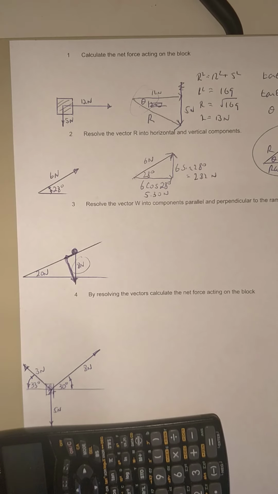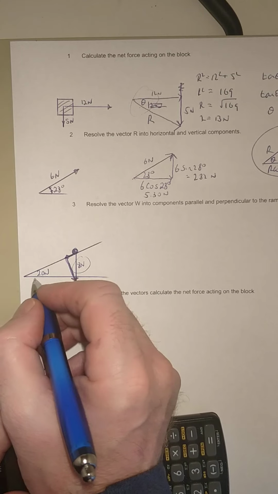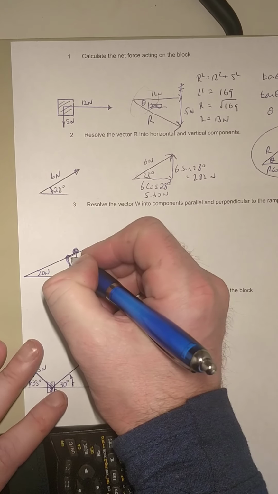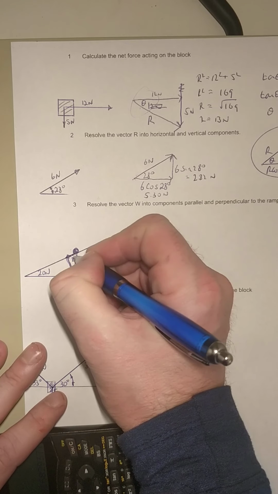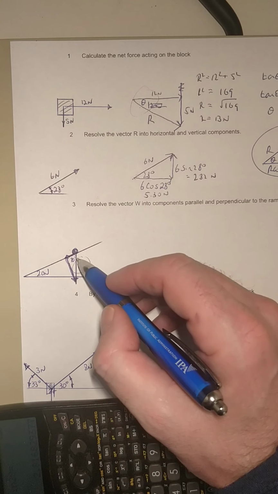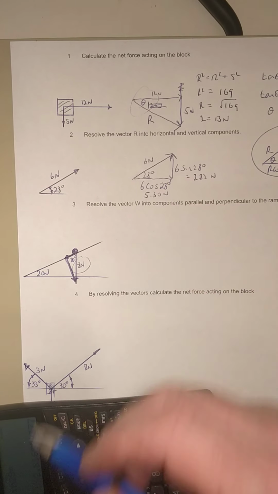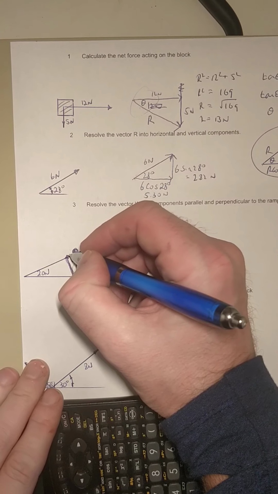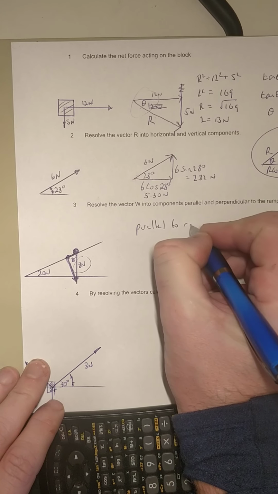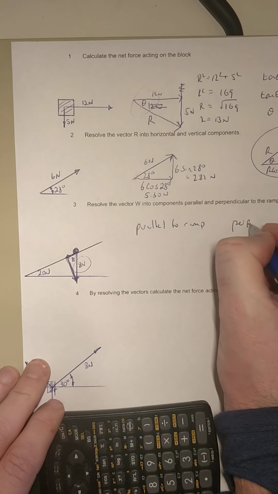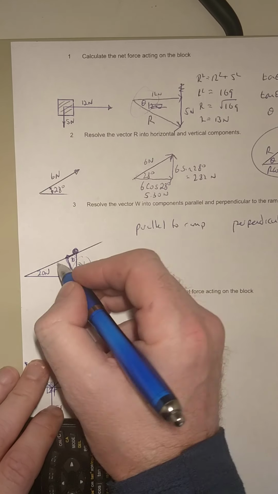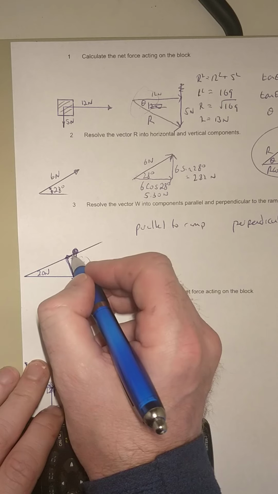Now you have to do a little bit of trigonometry. This is 20, this is 90, so this here is 70 degrees, isn't it? Using that triangle, because obviously the gravitational force is vertically down. So then parallel to ramp, perpendicular to ramp, parallel to the ramp. It's the one beside the 70.